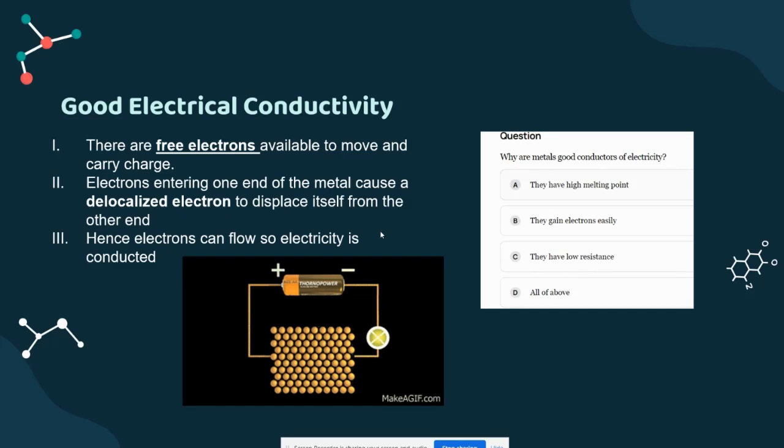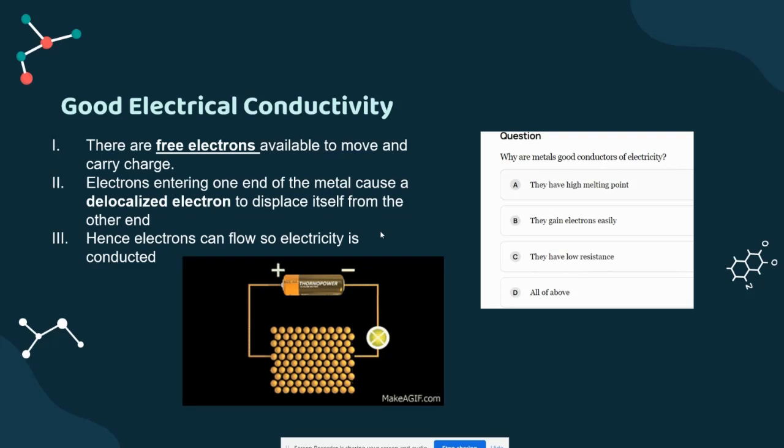By this we could say that it is all of the above. Now, there's a trick to solve multiple choice questions, and that is to eliminate the option which you are sure is not the answer. Number one, metals have a high melting point. Yes, they do. They gain electrons easily. Is it? No. As we have learned, metal atoms lose electrons to become positively charged ions. So we eliminate option B.